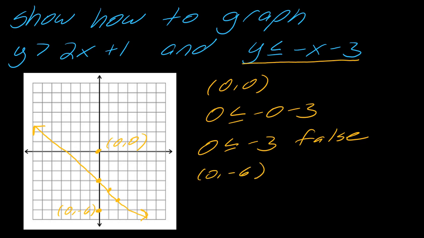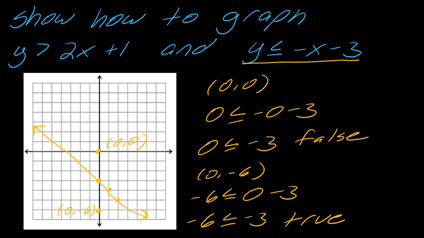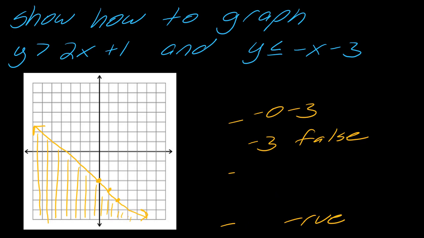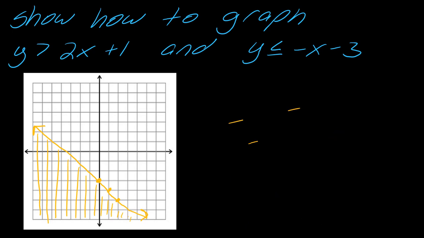Okay, so this is going to be -6 is less than or equal to 0 minus 3. So -6 is less than or equal to -3. That is true. So what that means then, I'm going to go ahead and clear this off, and I'm just going to shade down this way, like so.